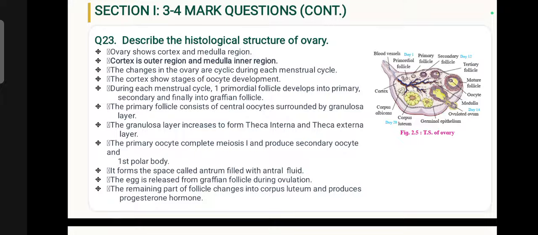The primary oocyte completes meiosis 1 and produces a secondary oocyte and first polar body. It forms the space called antrum filled with antral fluid. The egg is released from the Graafian follicle during ovulation on the 14th day. The remaining part of the follicle changes into corpus luteum and produces progesterone hormone.